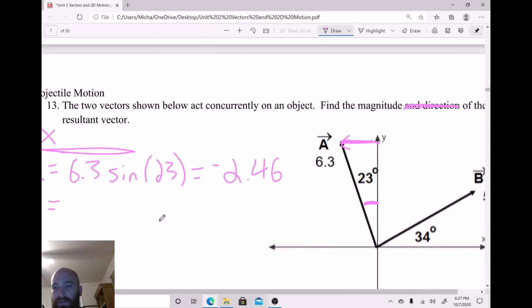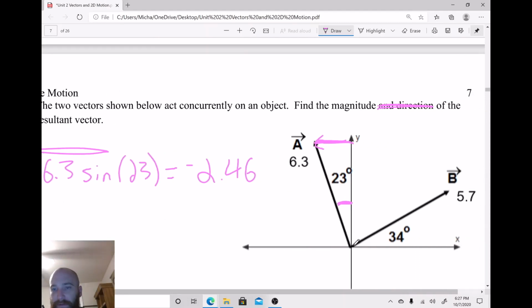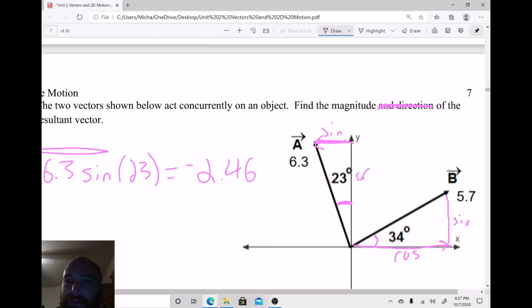So for vector B here, again, it goes kind of like this. That's the x component. I'm going to draw it down so we've got our nice triangle here. Okay, so we've got, again, a resultant of 5.7. We've got this as our 34. I think that x component looks like it's adjacent, which means it's going to be cosine. And we said that this is sine, which makes this one cosine when we get to that y.